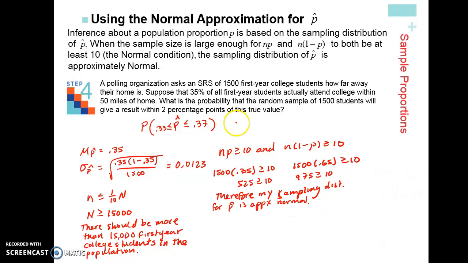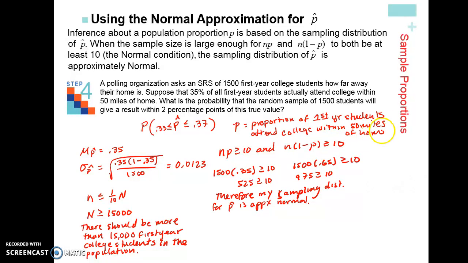Oh, also we should define what p hat is, right? Or let's just define p. P is the proportion of first year students who attend college within 50 miles of home. Okay?